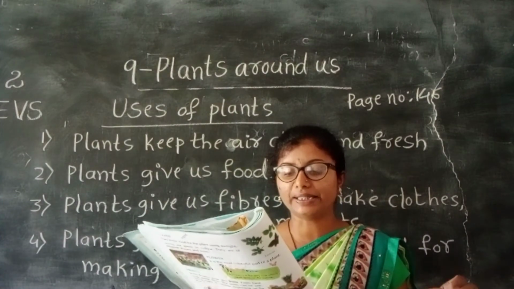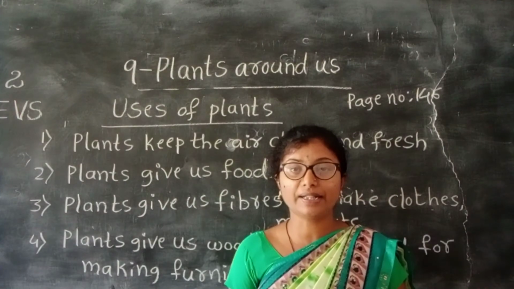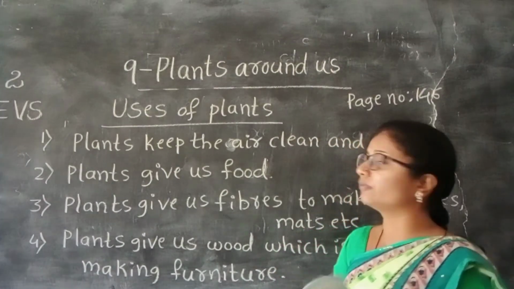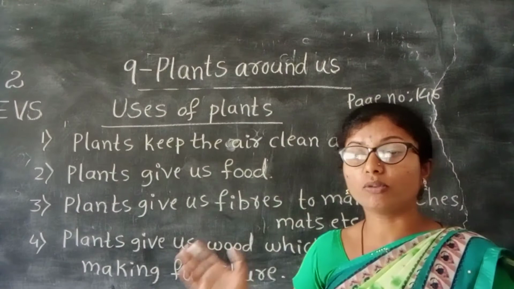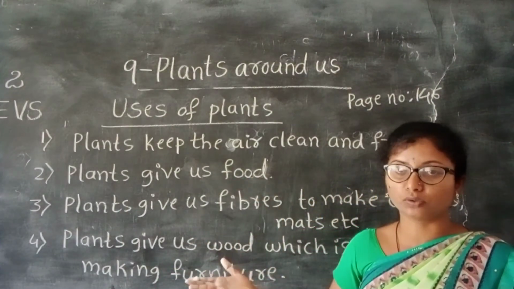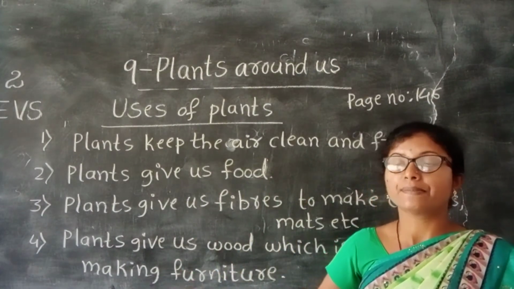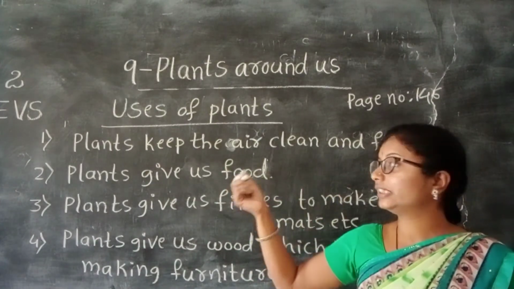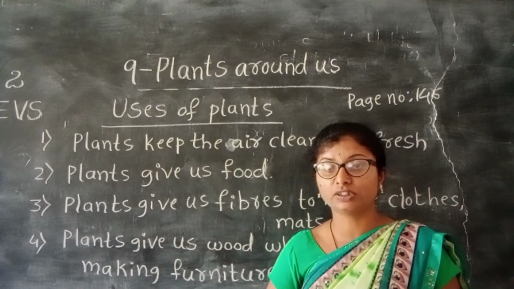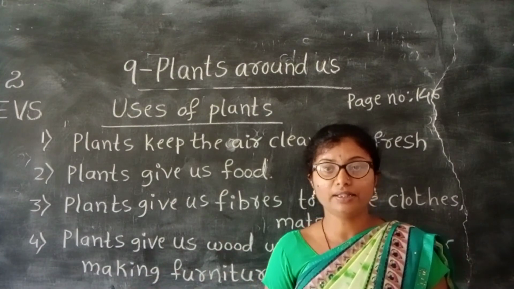Next, we also get perfume from plants such as the rose and jasmine. With the help of rose plants and jasmine plants, we prepare perfume also, okay? Plants are very essential for human beings. Without plants, we can't live, okay? We need air, but we get oxygen from plants only. We get food from plants only. We get medicines from plants only, okay? Plants are very important for human beings. So we need to protect our plants. We need to plant plants, okay? We need to grow plants, okay?